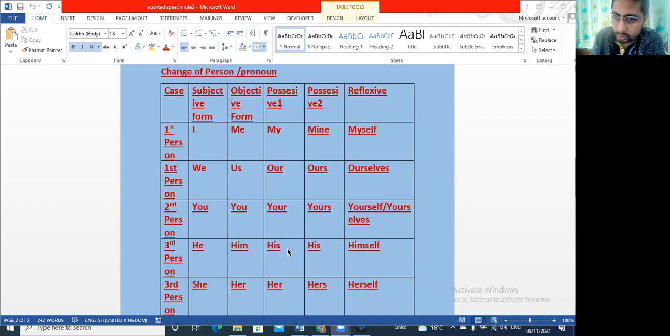Another important thing we have to understand is that his is often used in the middle of the sentence. His is used usually in the middle, not at the end. Okay, so let us move downside.